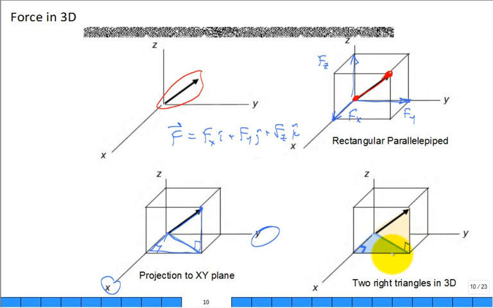Oh, Professor, you told us we're going to get really good at right triangles. Yeah, you are.